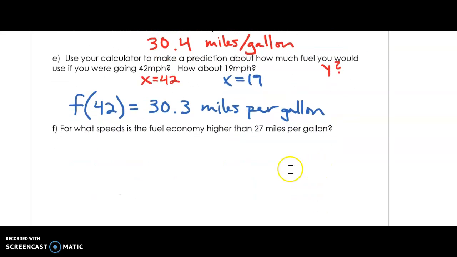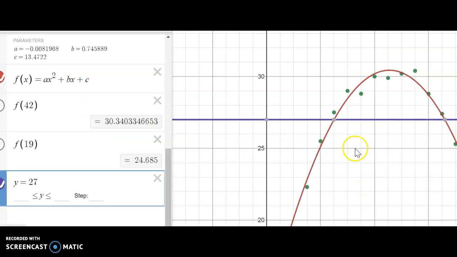Okay. Last question before we head out. For what speeds is the fuel economy, which again represents our Y, greater than 27 miles per gallon? Whenever I'm given a Y and I'm trying to find X, right, for what speeds, that means we're looking for X, I'm going to graph this Y as a separate equation. Y equals 27. And I do that. Super similar to a question we did yesterday in our calculator practice.